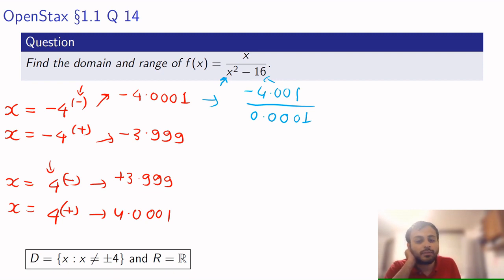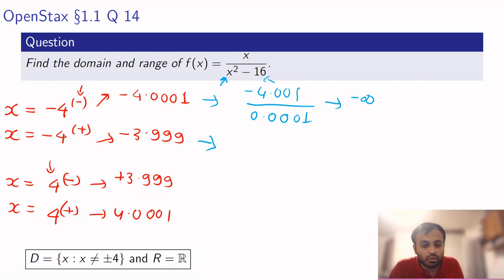So you can see that we are dividing a negative number by a very, very small number. What does that mean? It means that it would be a very big negative number, which I'm going to represent by minus infinity. Minus infinity doesn't mean exactly infinity. It means a very, very big negative number.